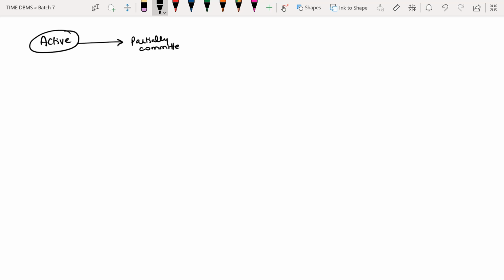partially committed. We call it partially committed. Once these updates become permanent, then it is called the committed state.